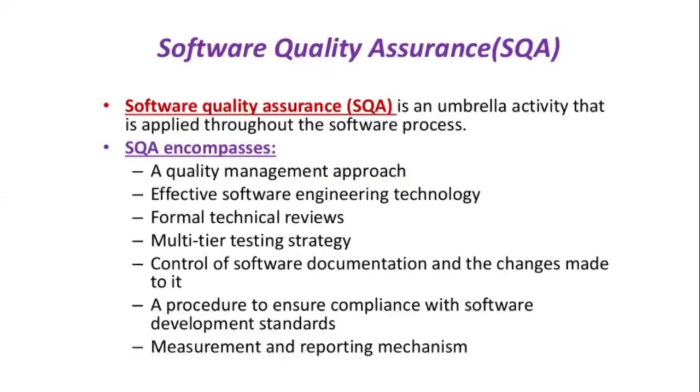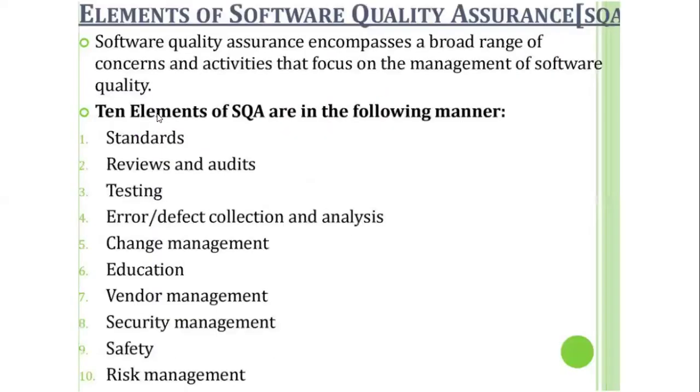Next is software quality assurance. What is software quality assurance? It's an umbrella activity that is applied throughout the software process. It is a quality management approach and effective software engineering technology, with formal technical review, a multi-tier testing strategy, control of software documentation and changes made to it, procedures to ensure compliance with software development standards, and measurement and reporting mechanisms. These are the elements of software quality assurance.